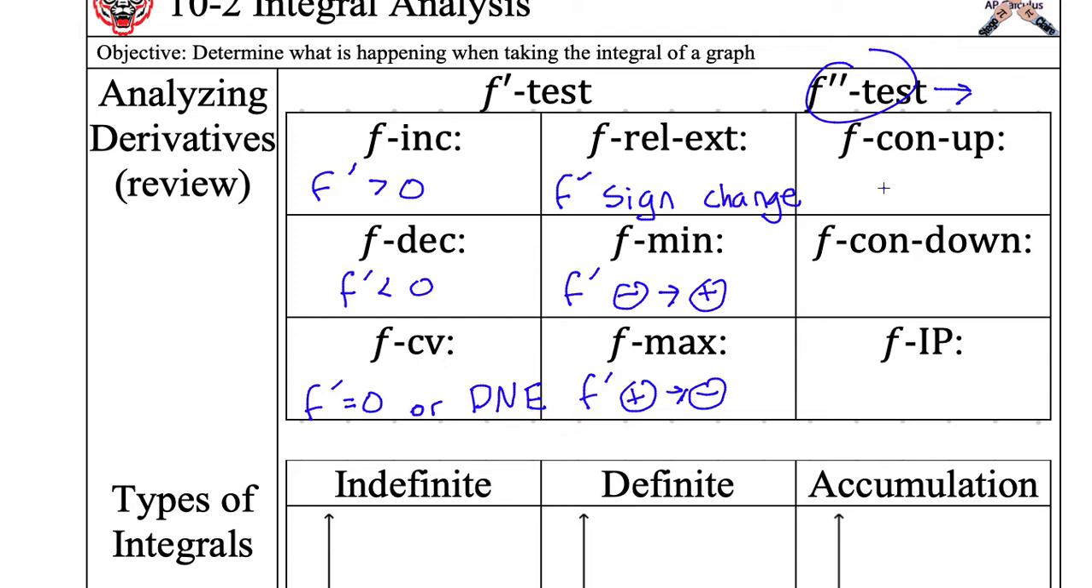F concave up. First of all, it's what prime test? Double prime, so f second prime. The second derivative is, it's kind of like this first column, greater than 0. F concave down: f double prime less than 0. And f inflection point: f double prime has a sign change. All right, so if you don't know those, practice them because you should definitely have them memorized.